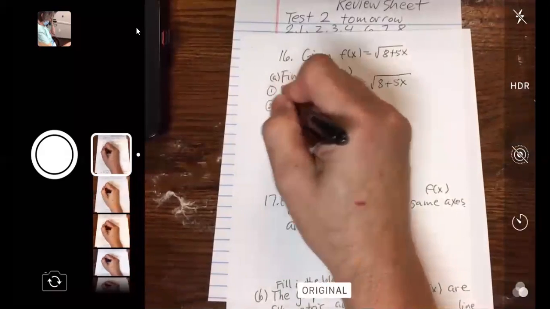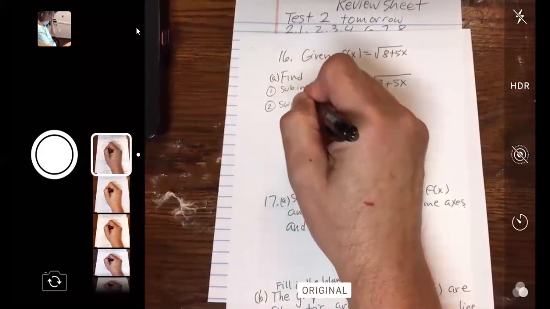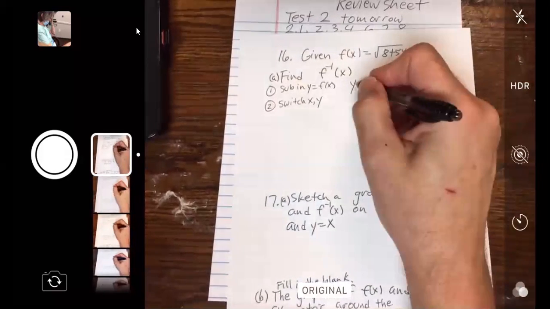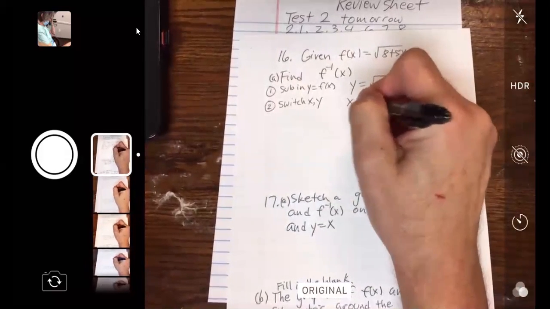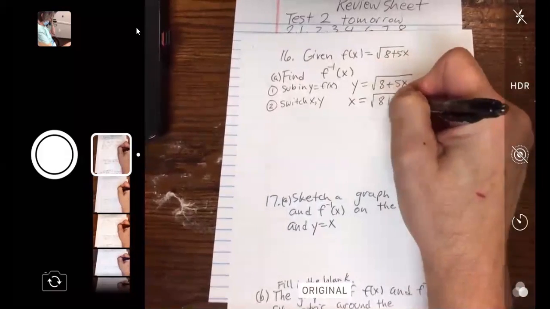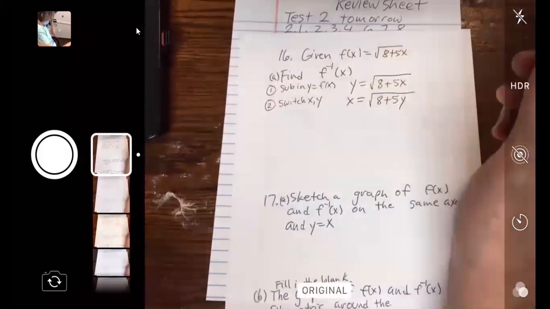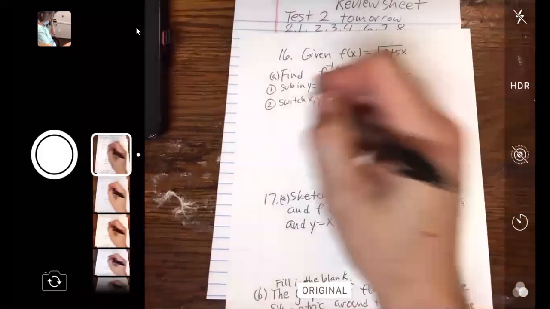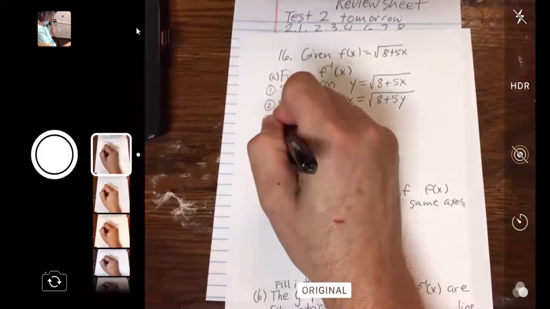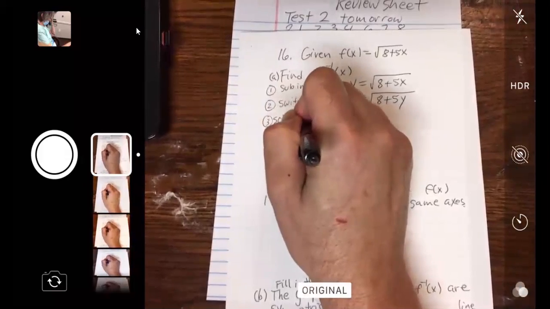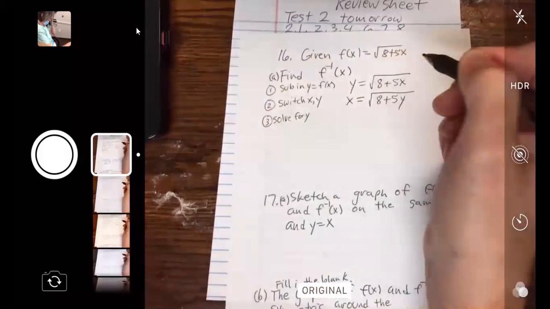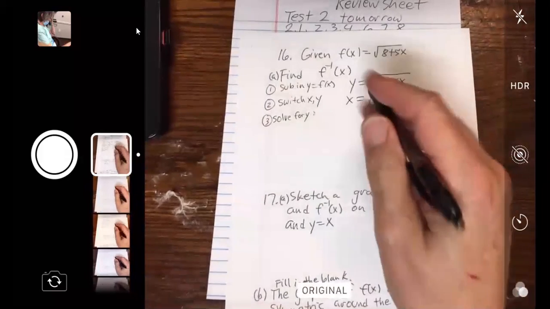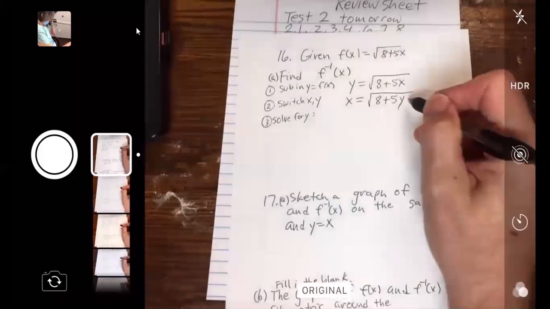Step 2 is the key, switch x and y. So where there's a y, put an x. Where there's an x, you stick a y. Then step 3 is you solve for y, and that's what'll undo everything. So you just have to read what you get and do the right things to solve for the y.